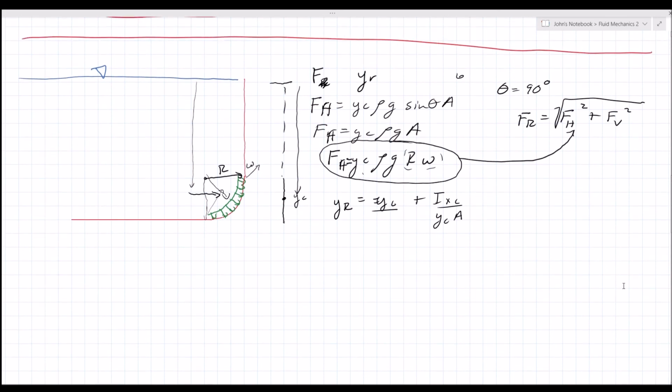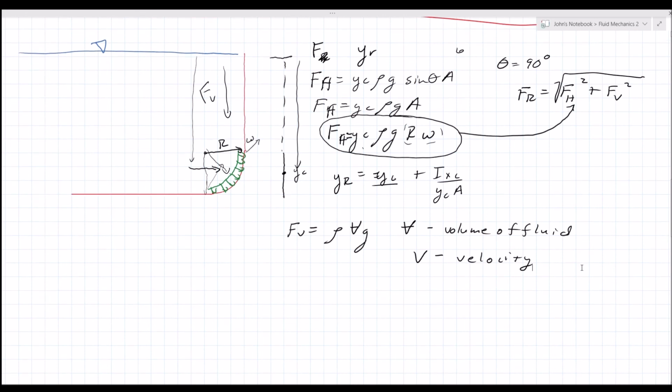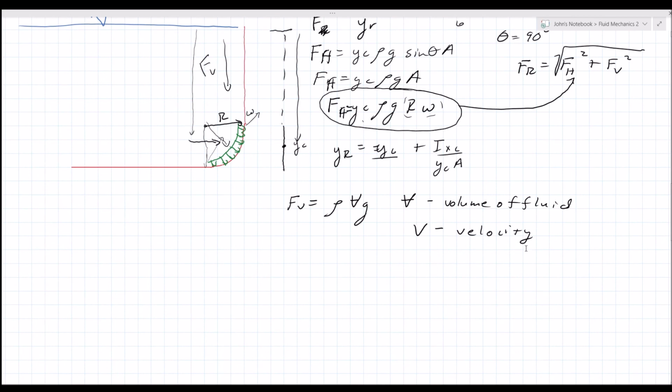But you'll notice here, I am still missing the vertical component of the force. How do I determine that? Well, the vertical component is simply the weight of the fluid, rho V g, where this symbol here is the volume of the fluid. Because we use V to be the velocity of the fluid, putting a line through it lets you know it's volume. It's just nomenclature to keep your equations from being confusing. Well, that's how you do it on a curved surface.